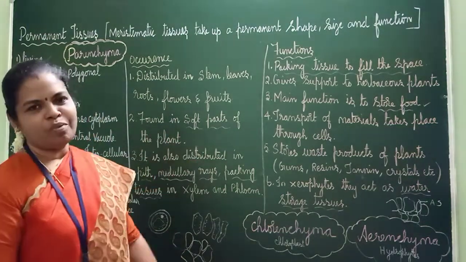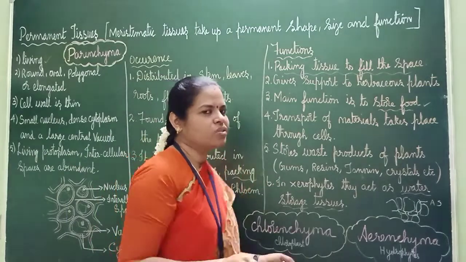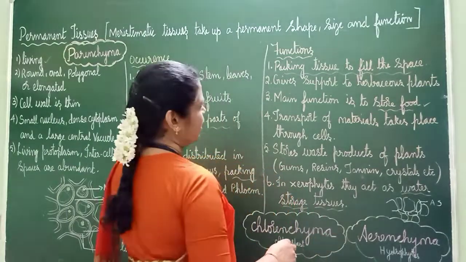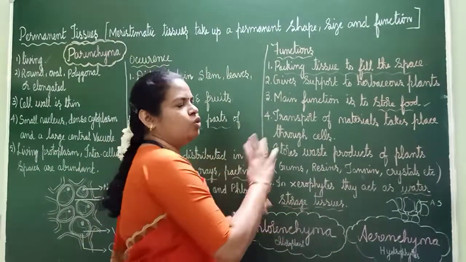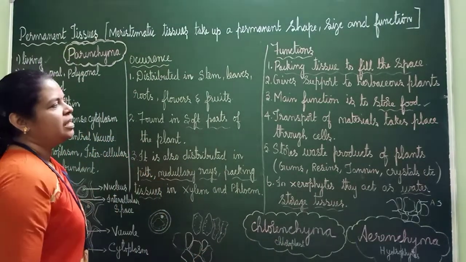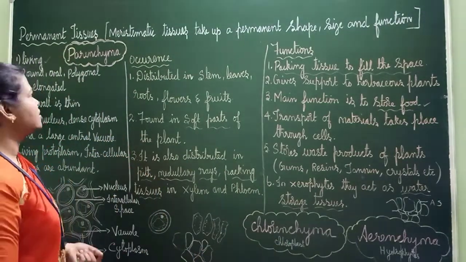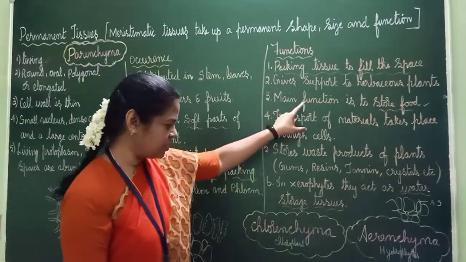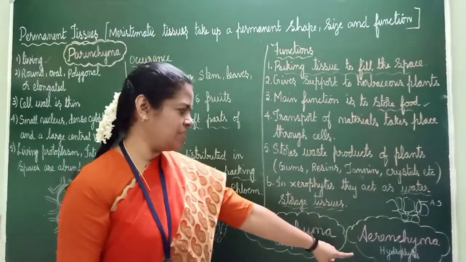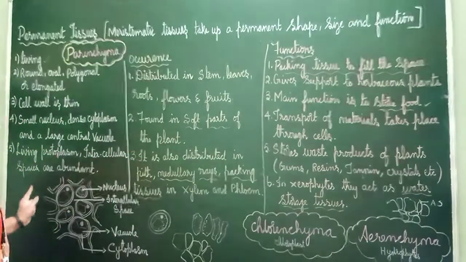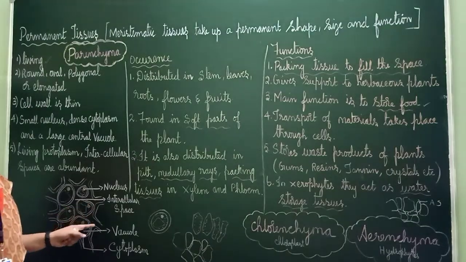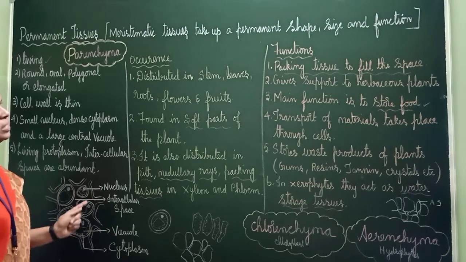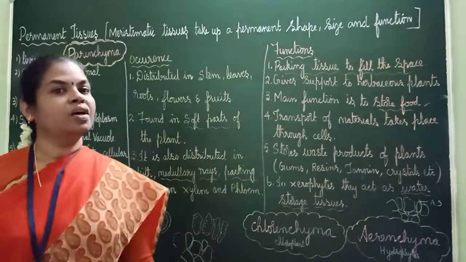So we have studied parenchyma, how it looks, its occurrence, and its functions. Go through all the things. In MCQs, any question can be asked: how a parenchyma looks, where it is seen, what is its function, what is a chlorenchyma, what is an arenchyma. Also you should draw this diagram and label it neatly. Without labels, no marks. Next, we will see about collenchyma.